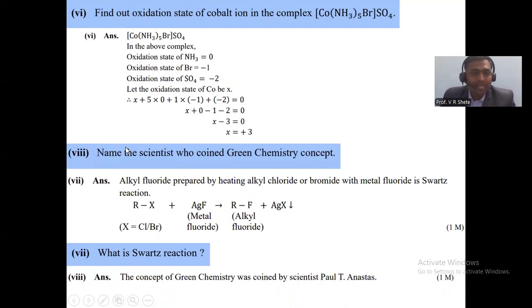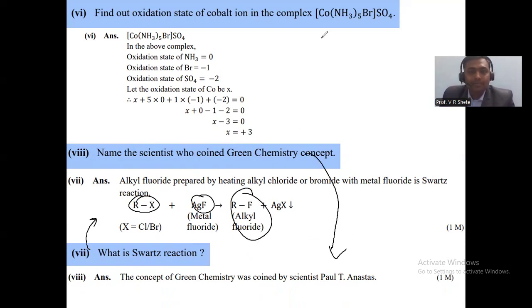And what is the Schwartz reaction? The Schwartz reaction is the reaction in which alkyl halide is reacted with silver fluoride. You will get halogen exchange, and you will get alkyl fluoride as the compound in this reaction.